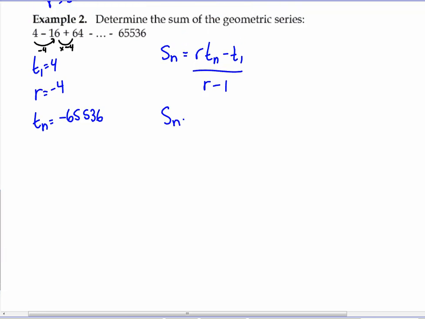So we don't know our number of terms, but that's okay. Common ratio is -4. The last term, so common ratio times the last term minus the first term, which is +4, all over -4 minus 1. And again, it's really important we wrap our numerator and our denominator in brackets to be safe. Especially in this formula, because there's that subtraction going on in the numerator, and it's not just multiplication.